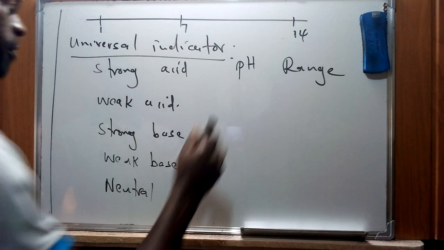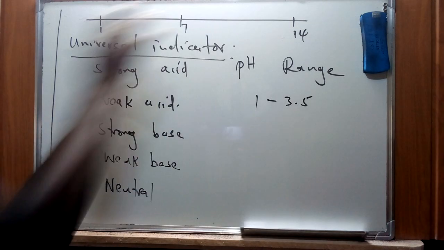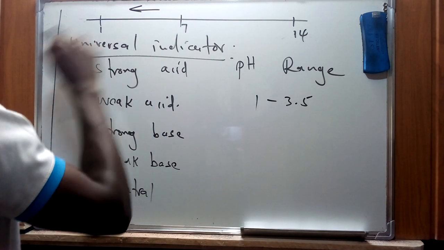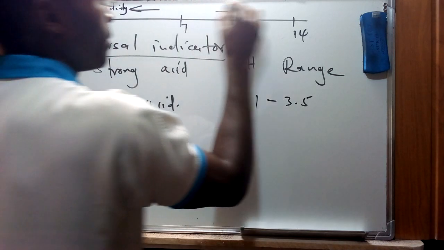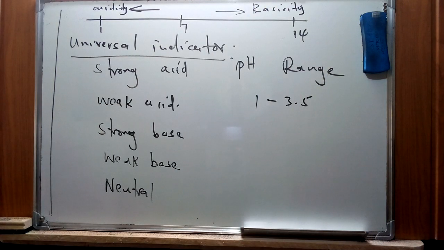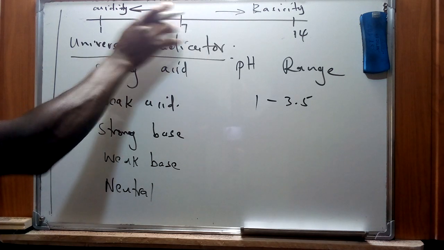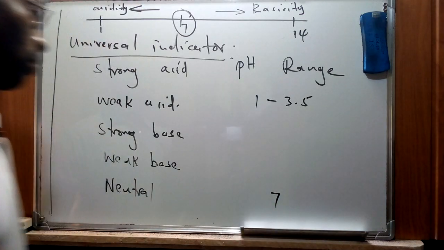Strong acids have a pH range that runs from 1 to 3.5 along this scale. Towards this direction is an increase in acidity, and towards this direction is an increase in basicity. Substances with a range that goes towards that direction are more basic. The middle number, 7, indicated by the scale on an indicator, shows substances which we refer to as neutral. So at number 7 we have neutral.